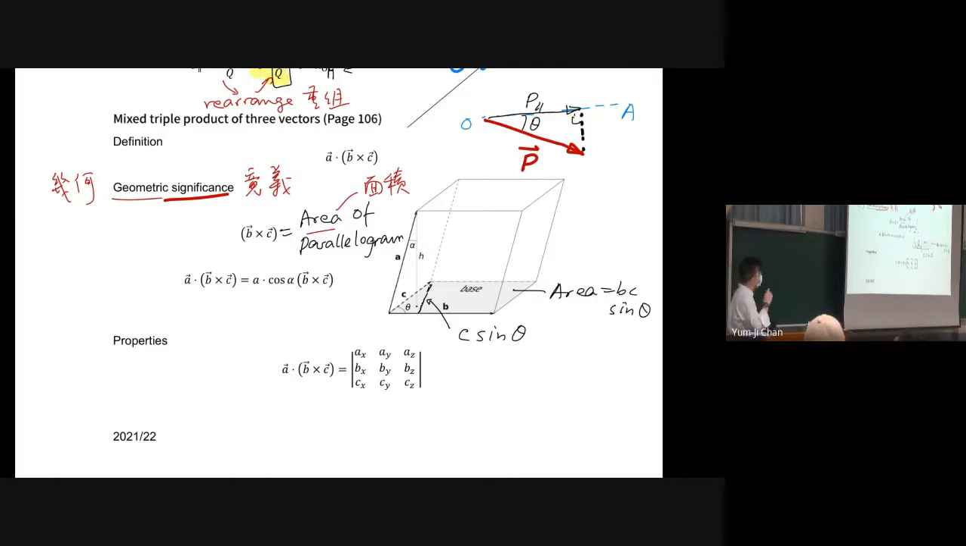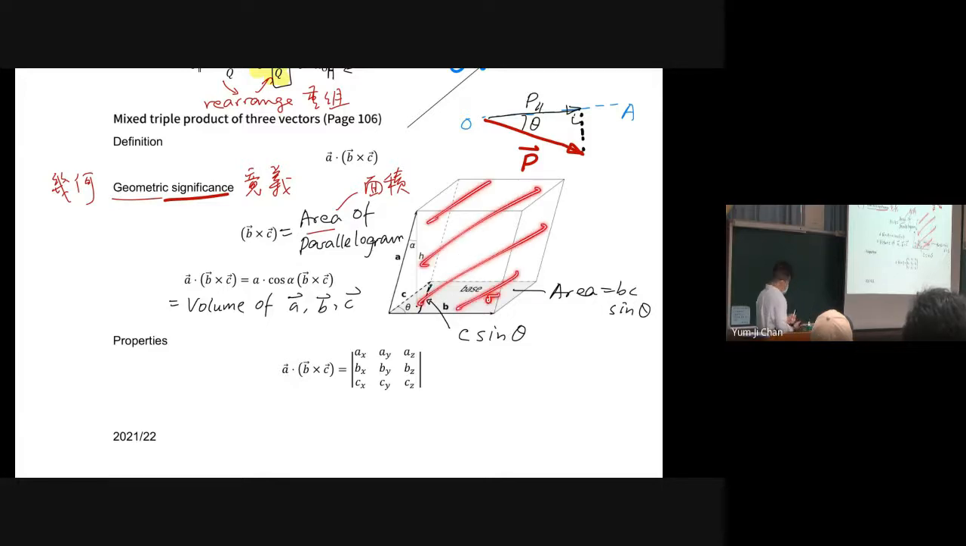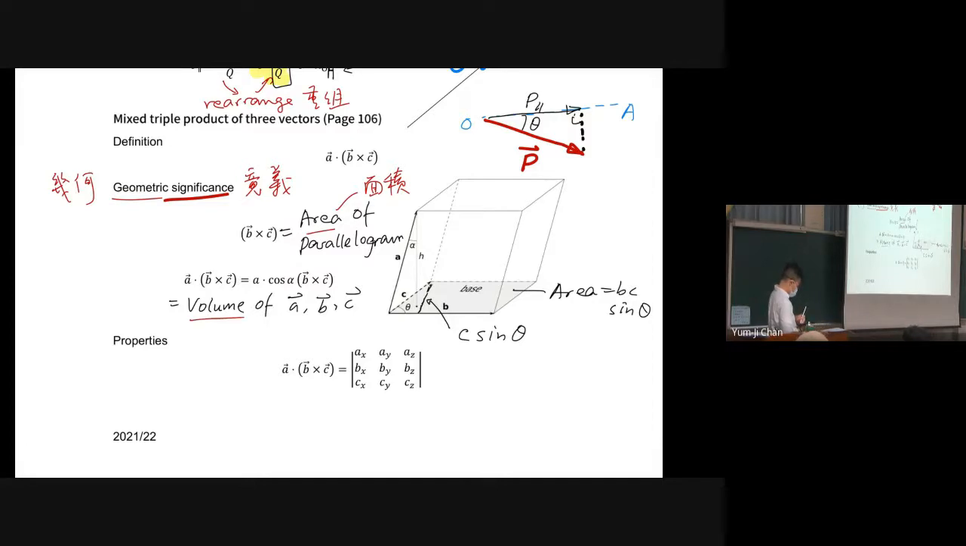And if we determine the mixed triple product A dot B cross C, we will get the volume of the parallelepiped defined by A, B, and C. Okay.